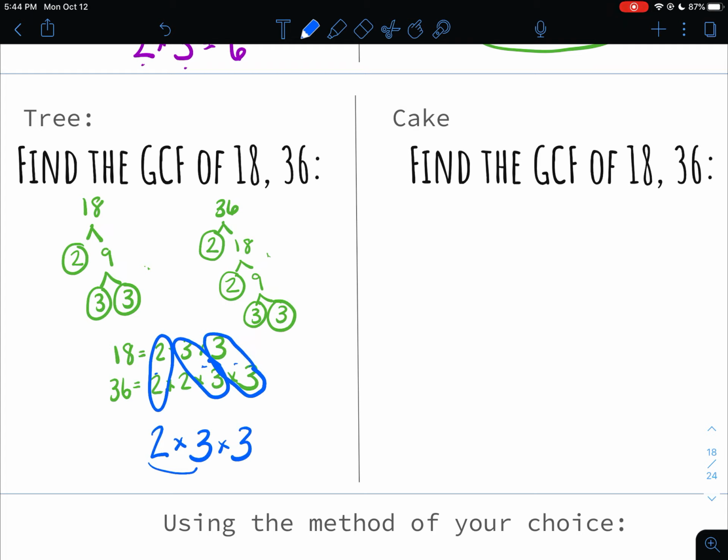2 times 3 is 6. 6 times 3 is 18. So our greatest common factor is 18.